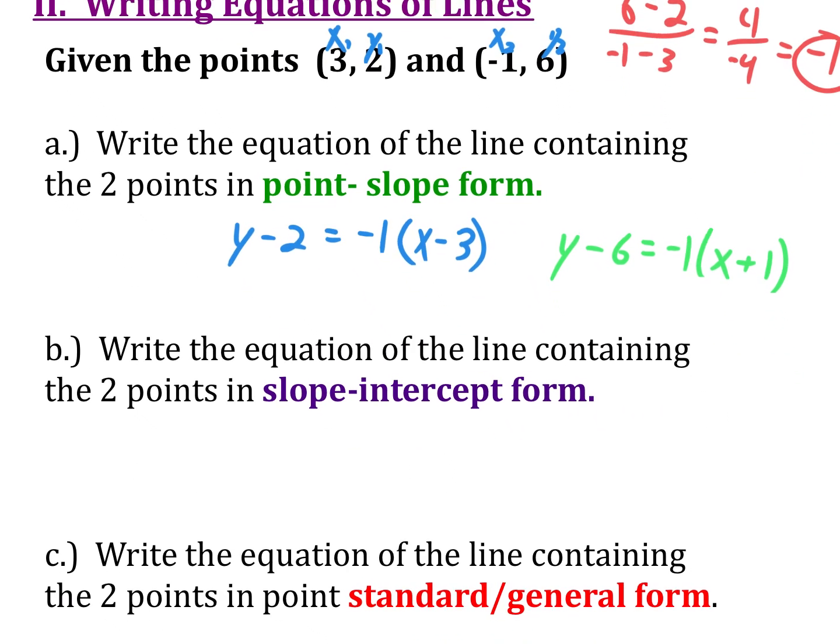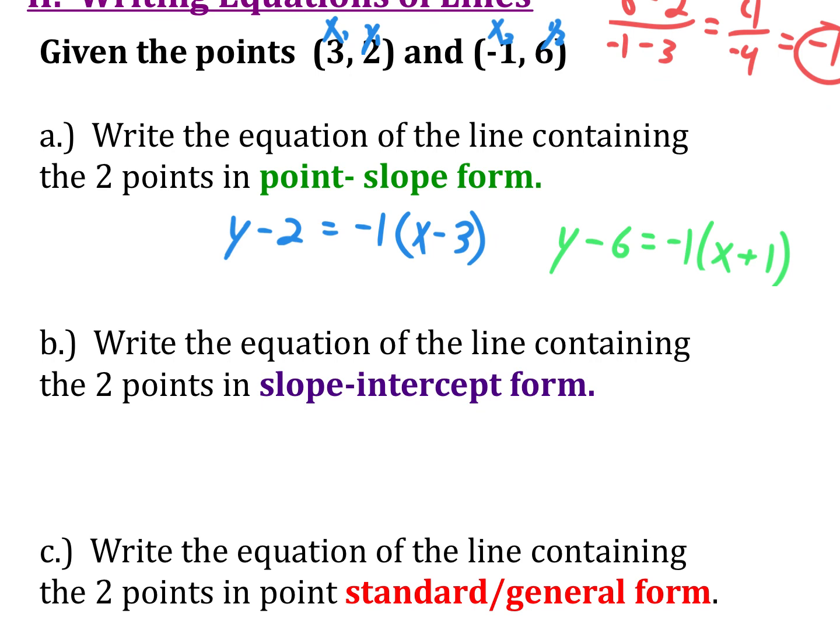Now, if I wanted to write this in slope-intercept form, essentially all I have to do is take either one of these two and get y by itself. So I'm going to take this blue one and focus on isolating the y value. To do that, I'm going to distribute that -1 into the parentheses first. So I'll have y minus 2 equals -1x plus 3. Again, my goal here is to get y by itself. Now I just need to throw that -2 over to the other side by adding it. We would get y equals -1x plus 5.